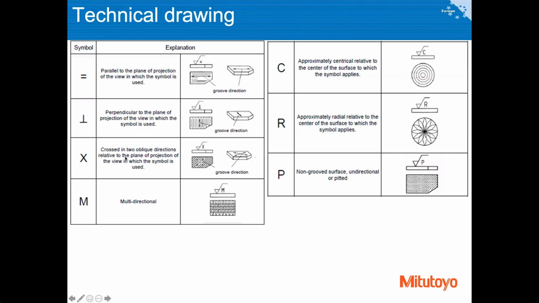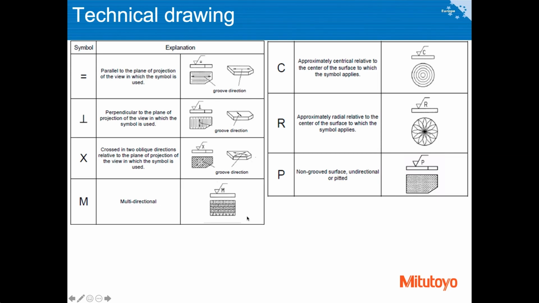X means that you have a crossed grooved surface, so it looks like a cross, and in that case you don't care that much in which direction the measurement is performed. You might have a multi-directional surface, which stands for M. This is the point when the person who measures decides in which direction to measure.